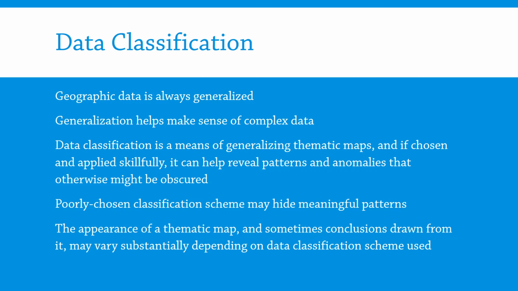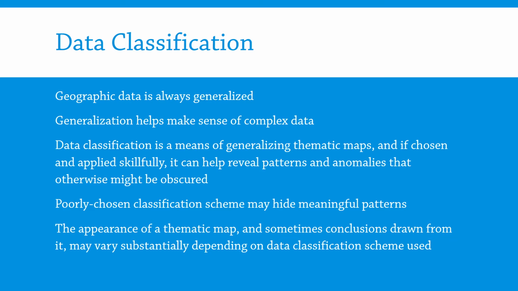As far as classification of data, geographic data is always generalized. Generalization helps to make sense of complex data. Data classification is a means of generalizing thematic maps, and if chosen and applied skillfully, it can help reveal patterns and anomalies that otherwise might be obscured. What happens is the raw data might be overwhelming, or you might not notice the important elements. So by classifying the data and grouping things together under single values or labels, you might identify patterns that simply looking at the raw data in its whole context you wouldn't see.